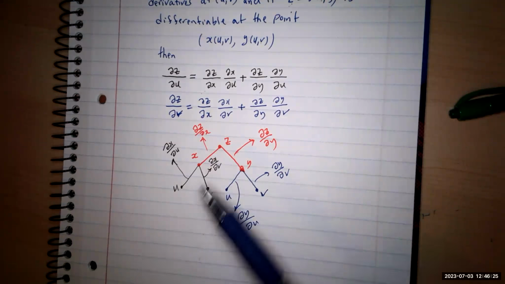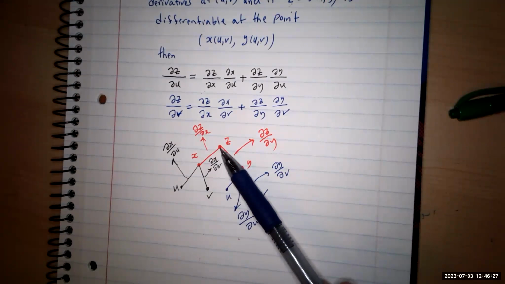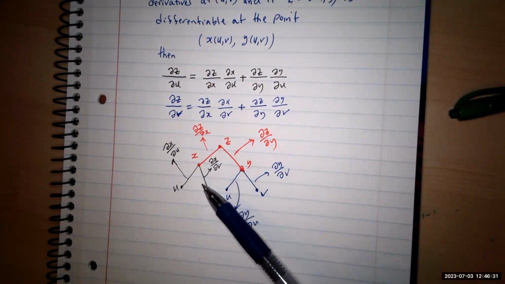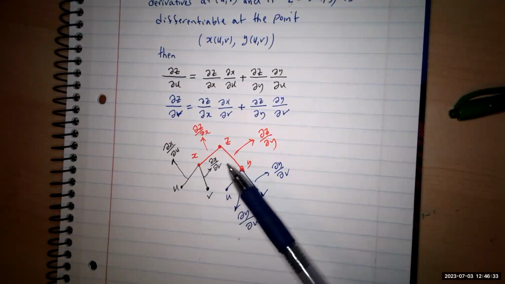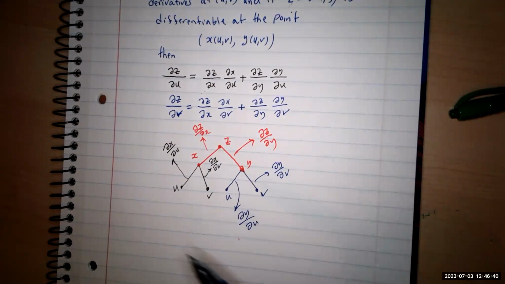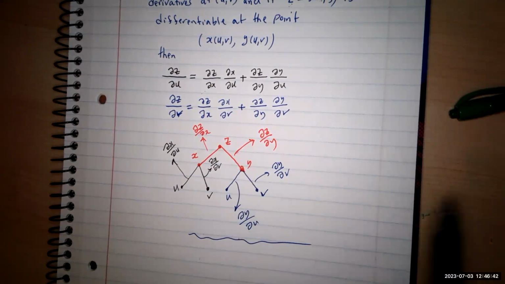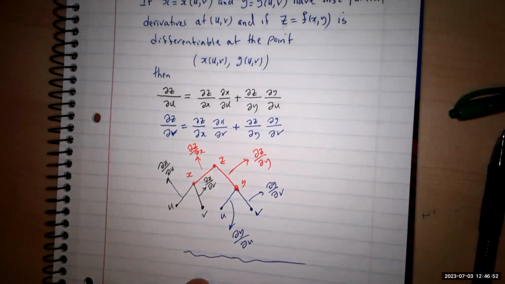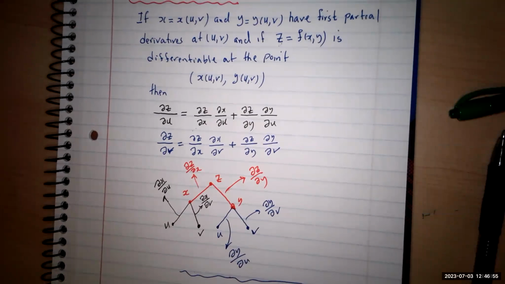If you want to get it with respect to the v, this is it: ∂z/∂x times ∂x/∂v, plus ∂z/∂y times ∂y/∂v. It's the same thing. But the best way to remember it is as a composition of two functions. What is the chain rule? Chain rule is the derivative of the outside function times the derivative of the inside function.